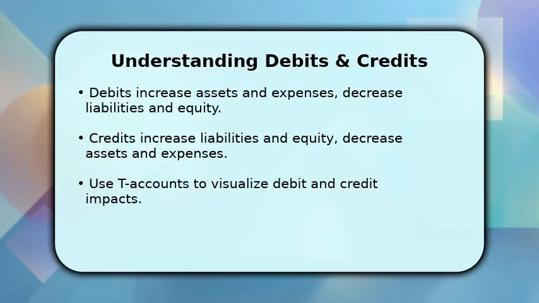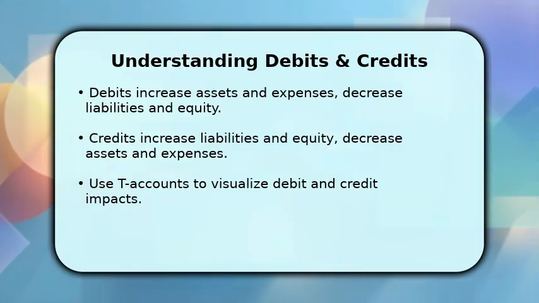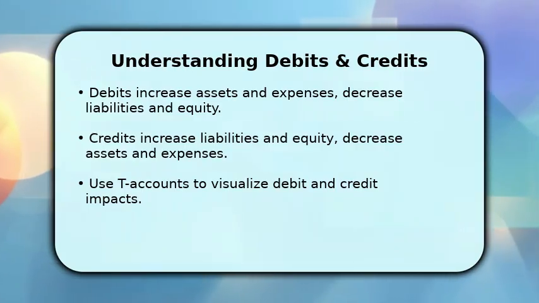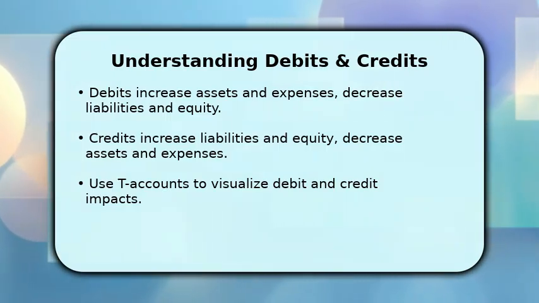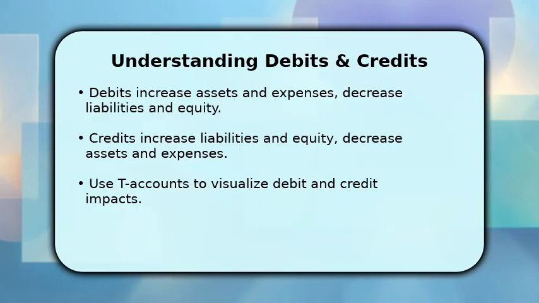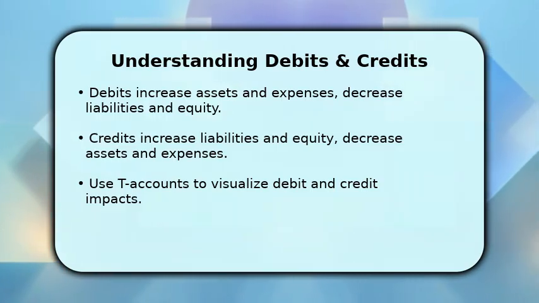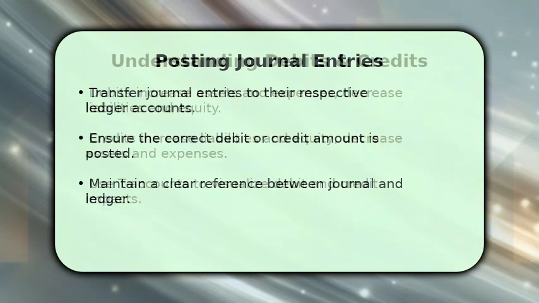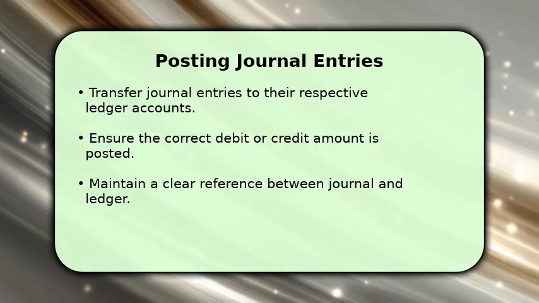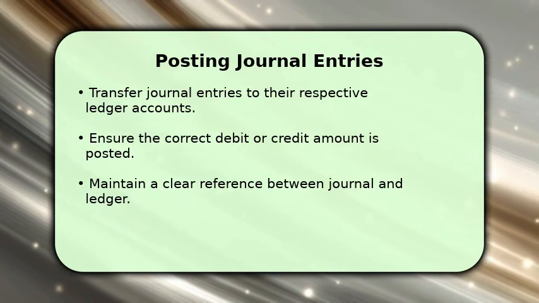Now, let's dive into the core of ledger entries, debits and credits. It's essential to know that debits increase asset and expense accounts, while decreasing liabilities, equity, and revenue. Conversely, credits increase liabilities, equity, and revenue accounts, and decrease assets and expenses. We'll use simple T accounts to clearly illustrate how these debits and credits affect each account, making the process much easier to grasp.